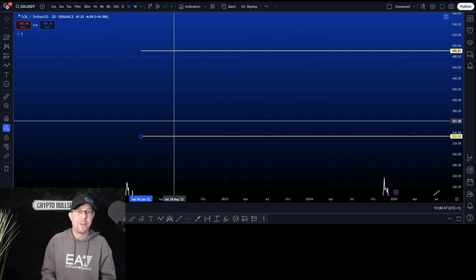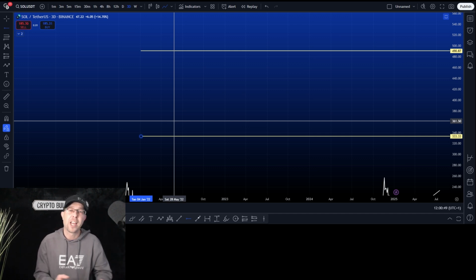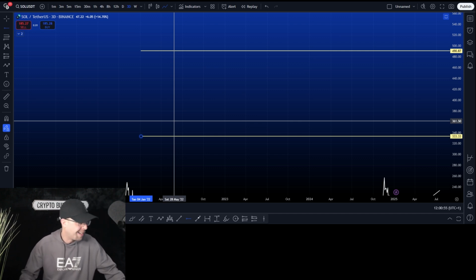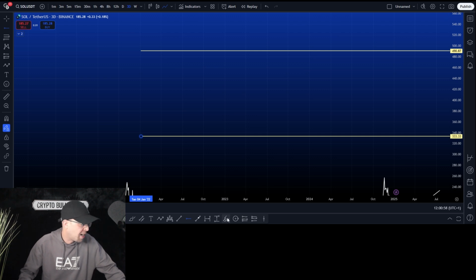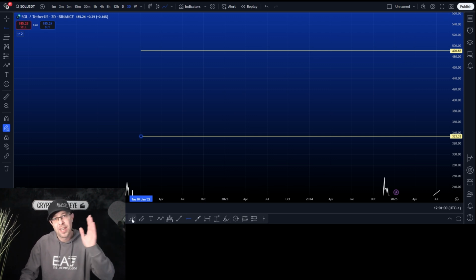Remember, guys, it's all about probabilities. Chart patterns don't play out all the time. You can get clues from chart patterns, but when you're in a bullish trend or in a bearish trend, that's the real time to take advantage of chart patterns. When you're in a choppy sideways action, that represents indecision.